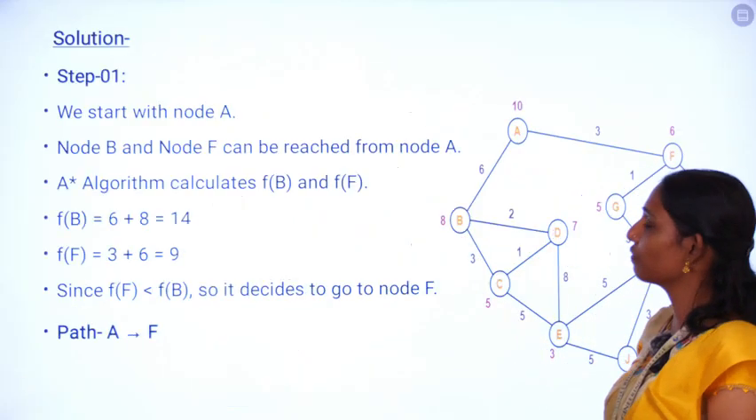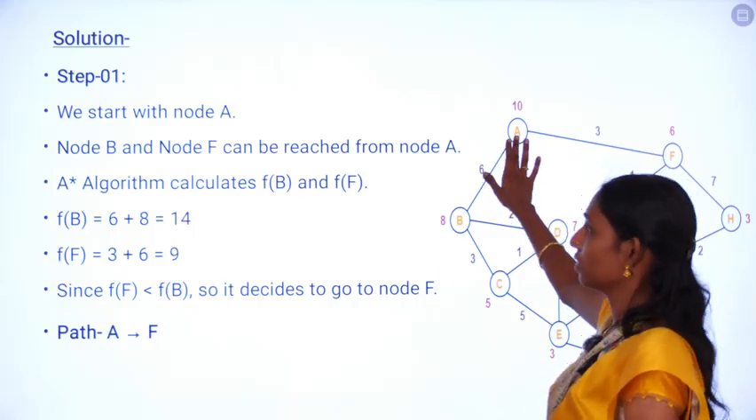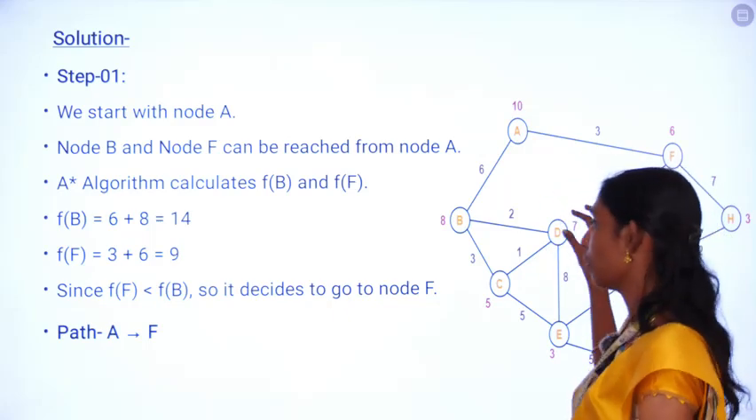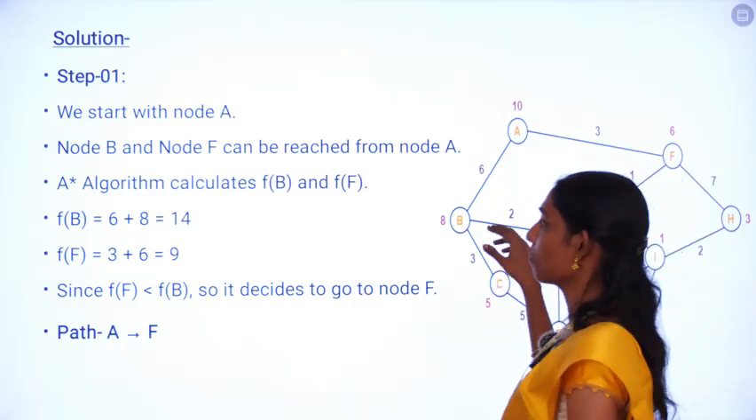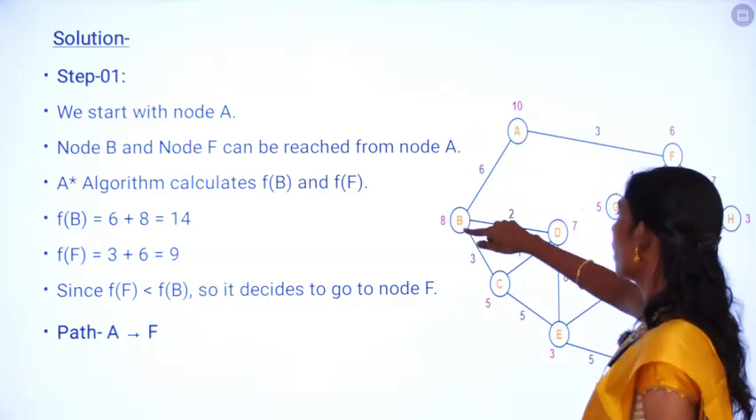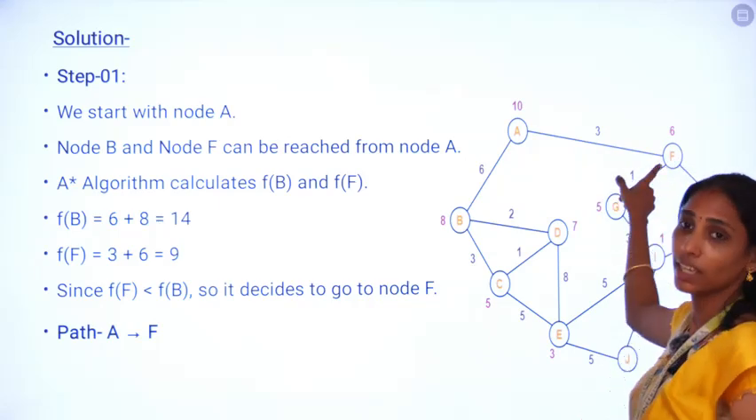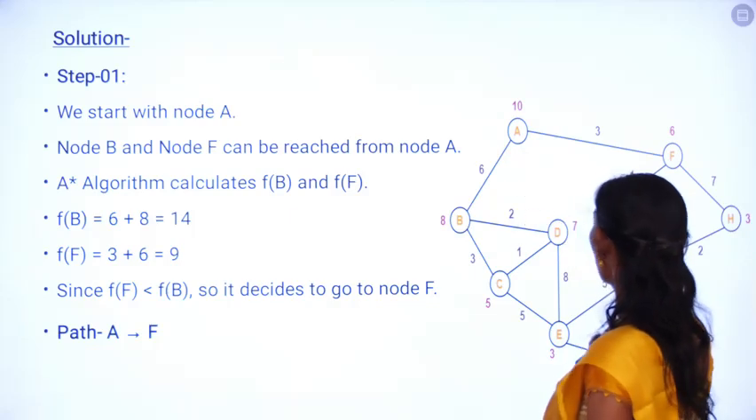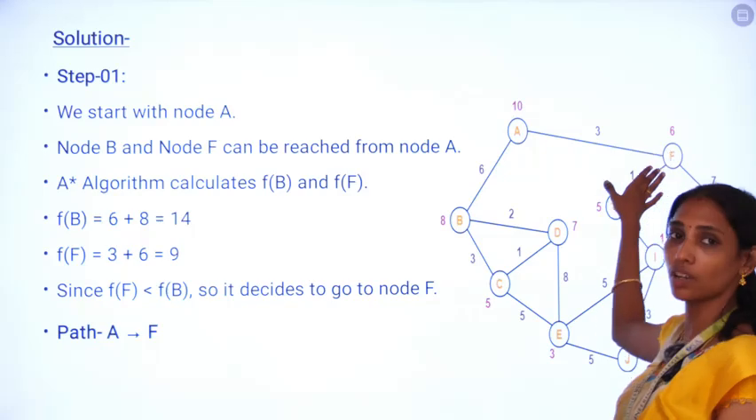In this, the first step is to start with node A, traverse through this graph and find the lowest cost path. Node B and node F can be reached from node A, because we have directions from A to B and also from A to F. So A can reach the goal by using either node B or node F.